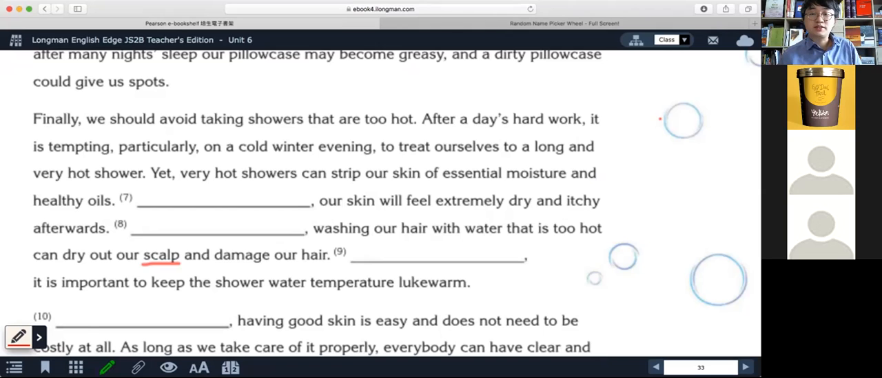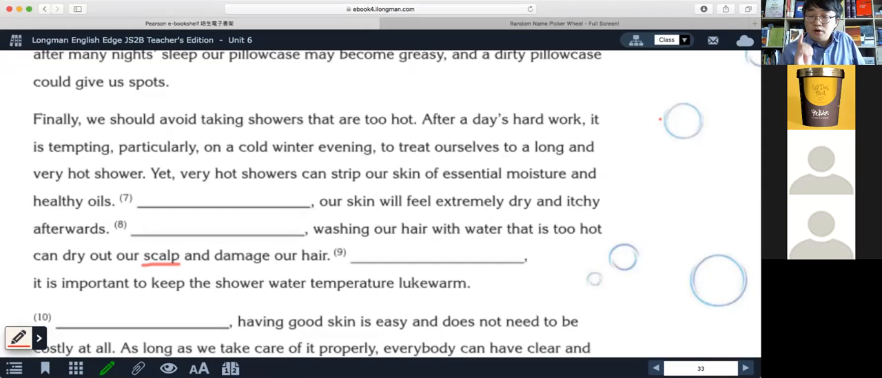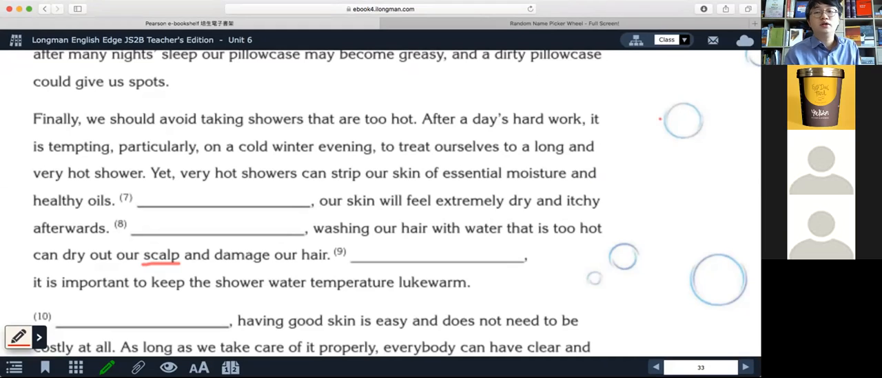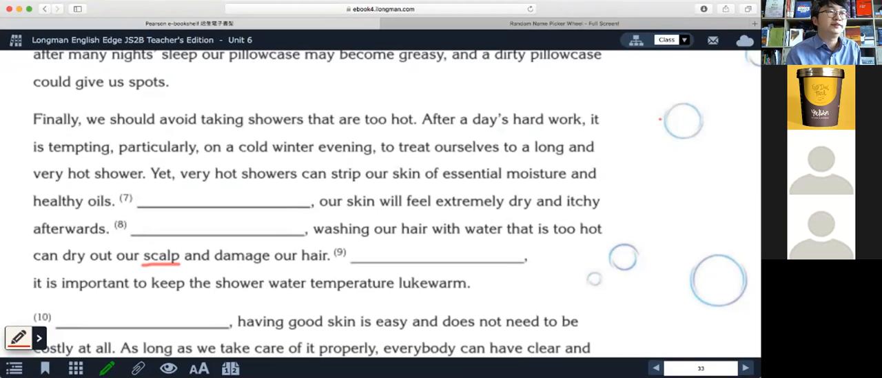Okay. So let's see if your answers are correct. Not all your answers are correct. Some of them only. All right. So let's have a look at this paragraph again. Thank you, Mary. Finally, we should avoid taking showers that are too hot. After a day's hard work, it is tempting, particularly on a cold winter evening, to treat ourselves to a long and very hot shower. Yet, okay, yet means but. They are similar, but and yet. But or yet, very hot showers can strip our skin of essential moisture and healthy oils.